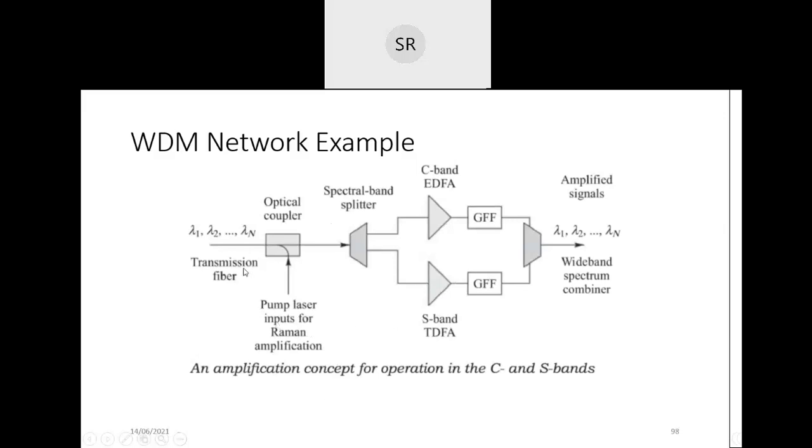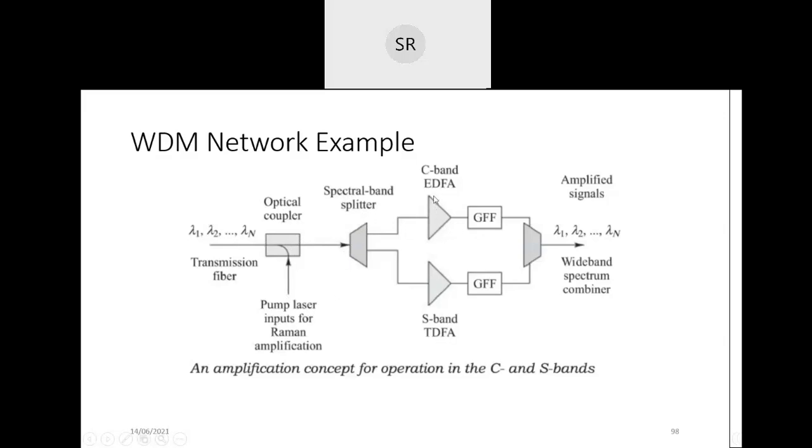Another example we see here is a combination, or we can say an amplification concept for operation in the C band and S band. It is combining both bands, that is a wideband network, or we can say a wavelength division multiplexing network. It has lambda 1 to lambda n, that is the nth wavelength or channel there, and then we use a specific amplifier for amplifying this particular channel, and a spectral band splitter, which separates the C band and S band.